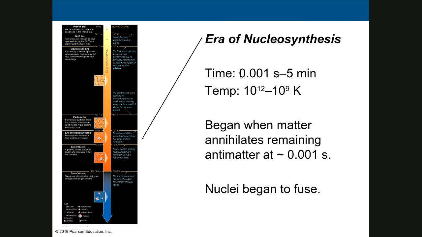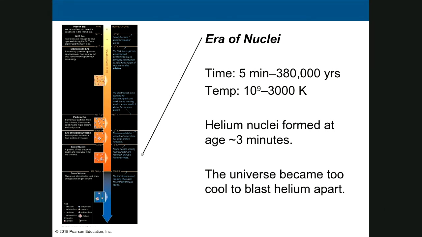Now basically the universe starts to cool from 5 minutes to 380,000 years. The universe is slowly cooling and rapidly expanding and cooling. Helium nuclei formed at about 3 minutes. So we got a lot of heat, and we got about helium in this first part of the universe. The universe became too cool to blast helium apart after 3 minutes. That cooling is still rapidly going on, but its rate slows substantially with time.